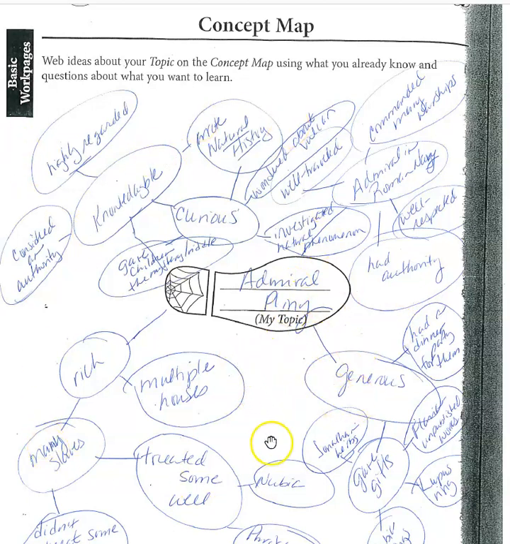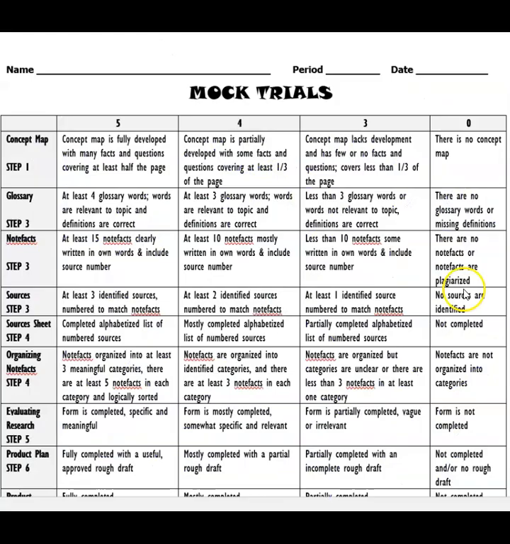Now, do you have to fill in the whole page? No, you do not have to fill in the whole page. In fact, if you look at the rubric, step one is the concept map. It says fully developed, covering at least half the page, right? You can get a 4. So that's 1 point, which is 2 points total on your grade, right? So instead of 100, it's 98.